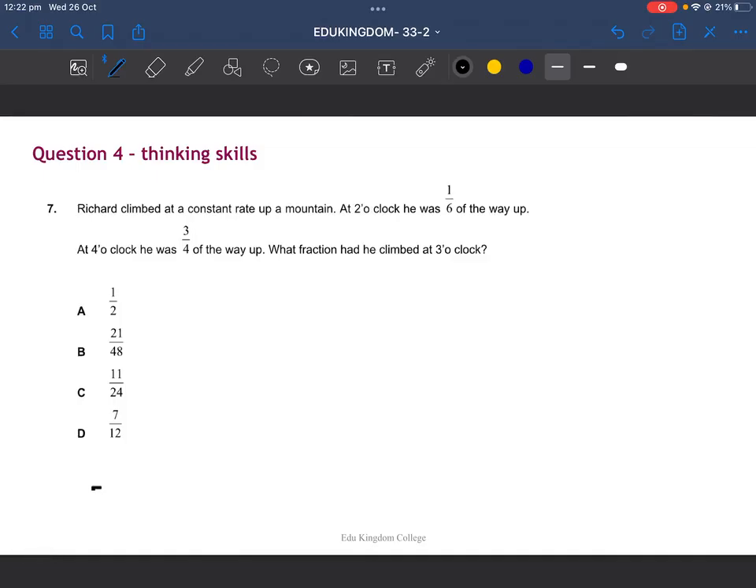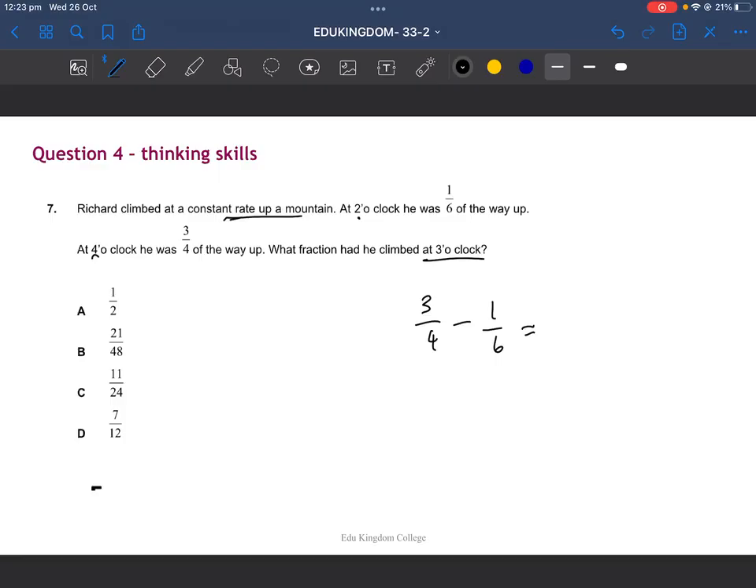Next question. Richard climbed at a constant rate. At 2 o'clock, he was 1/6 of the way up. At 4 o'clock, he was 3/4 of the way up. What fraction had he climbed at 3 o'clock? So you'd notice that we are asked at 3 o'clock, which is halfway between 2 and 4. Given that he is climbing up at a constant rate, it must mean that the difference between 3/4 and 1/6 would give us the fraction of distance he traveled up during those 2 hours.